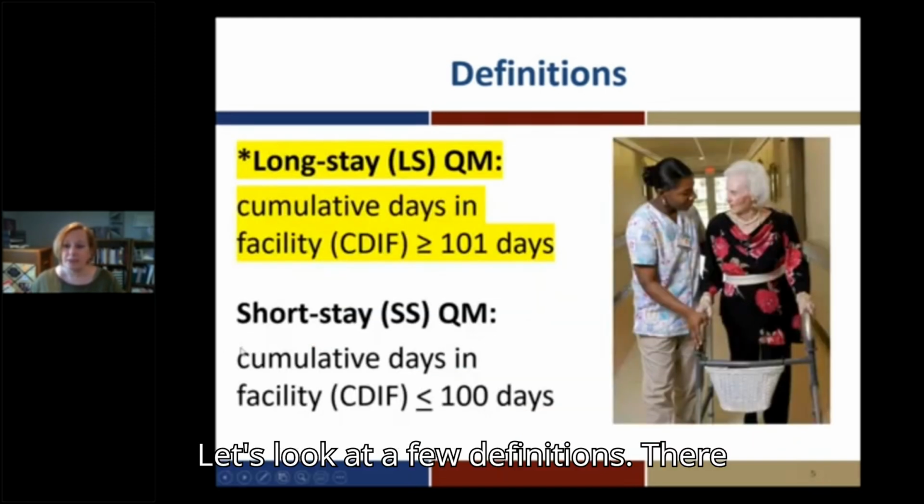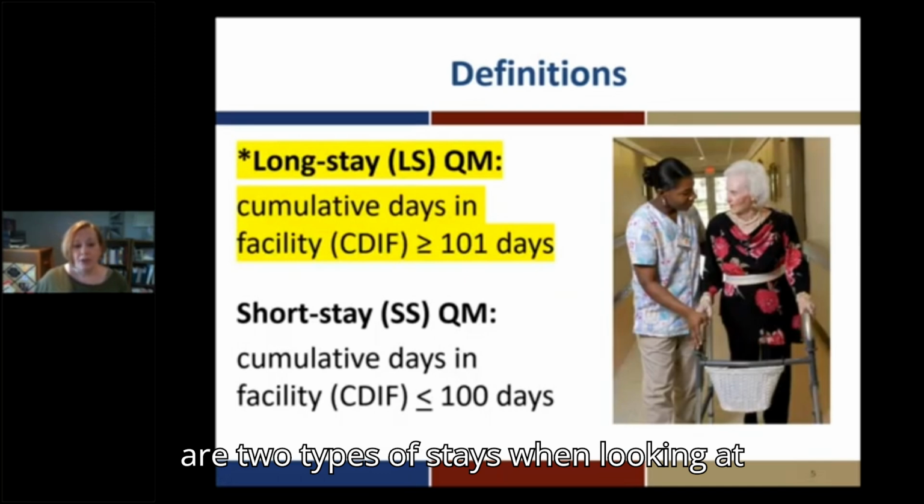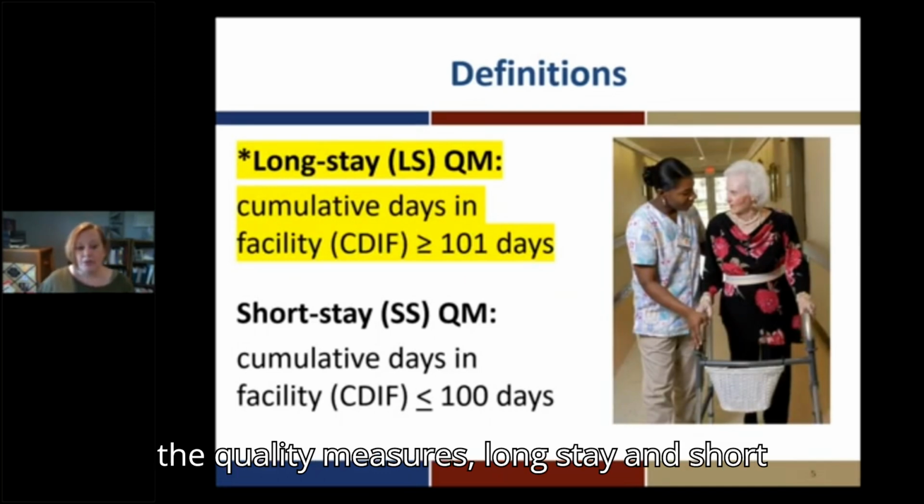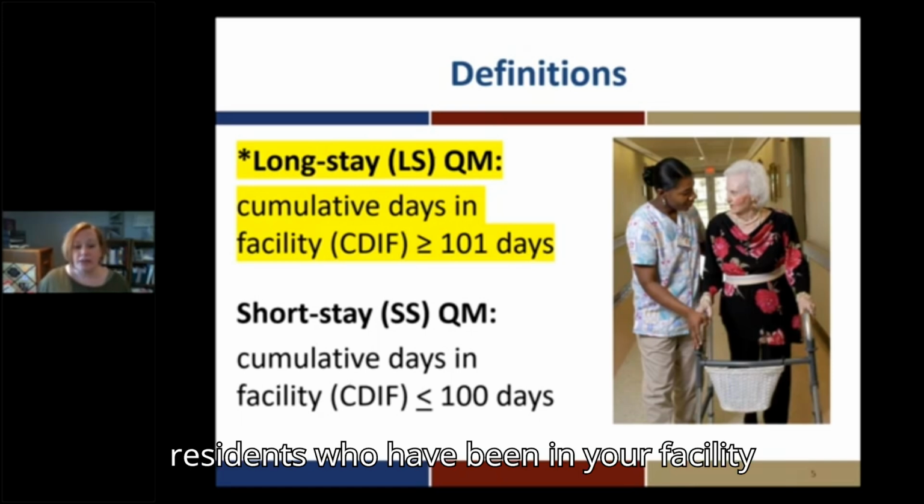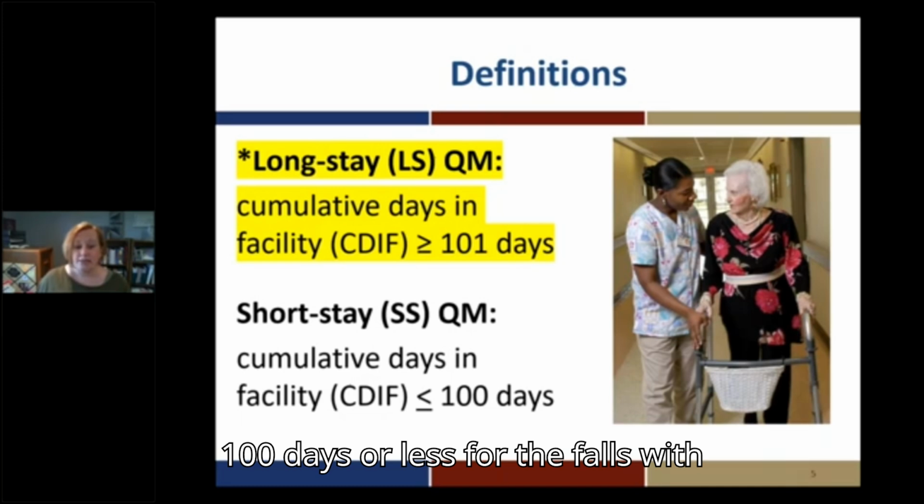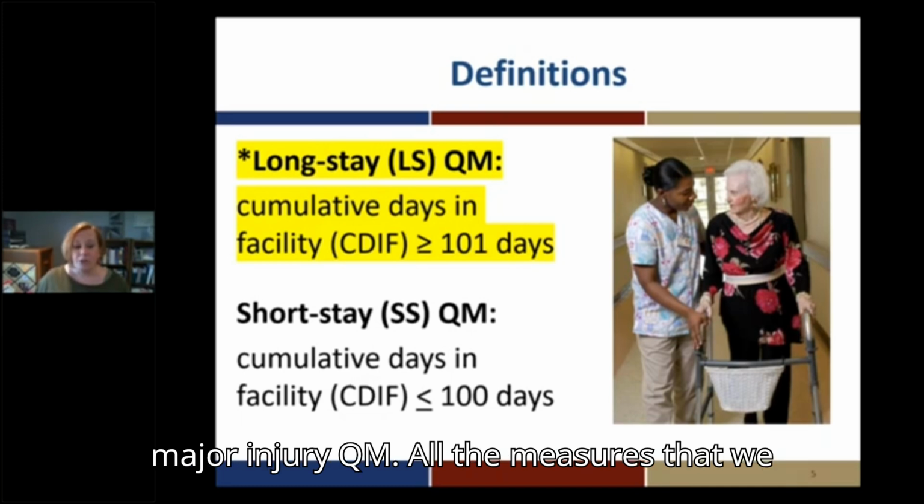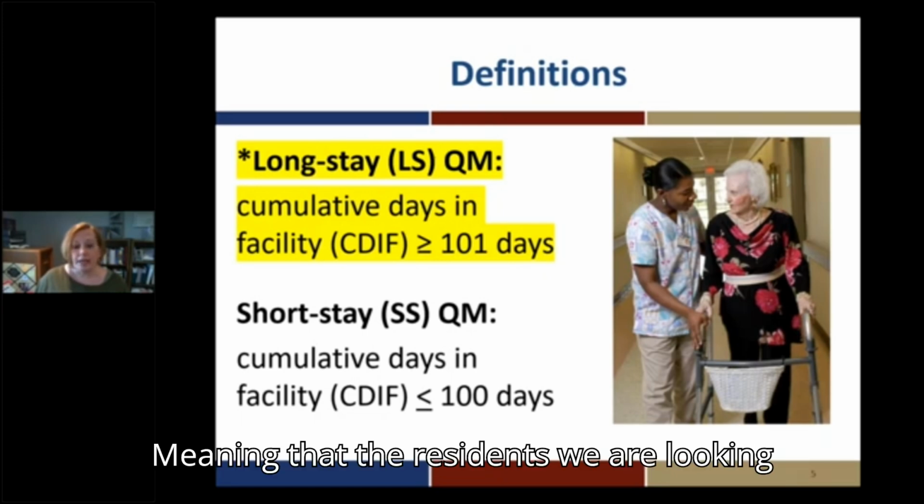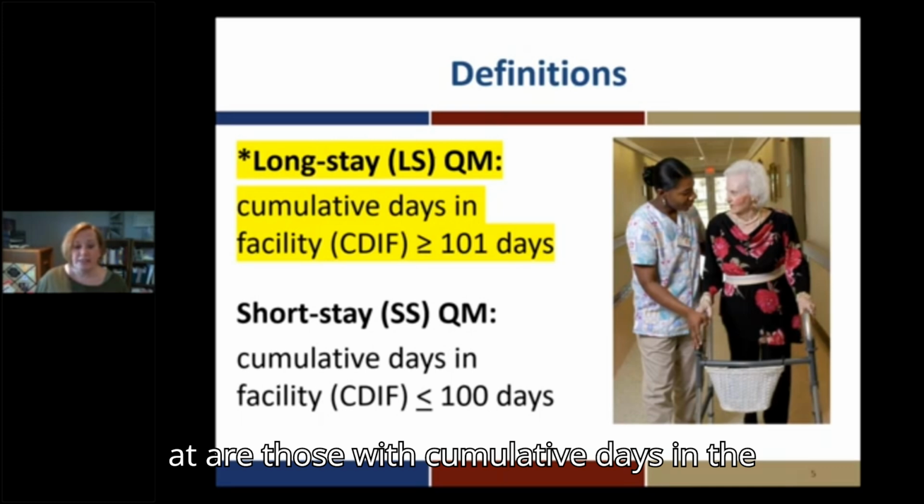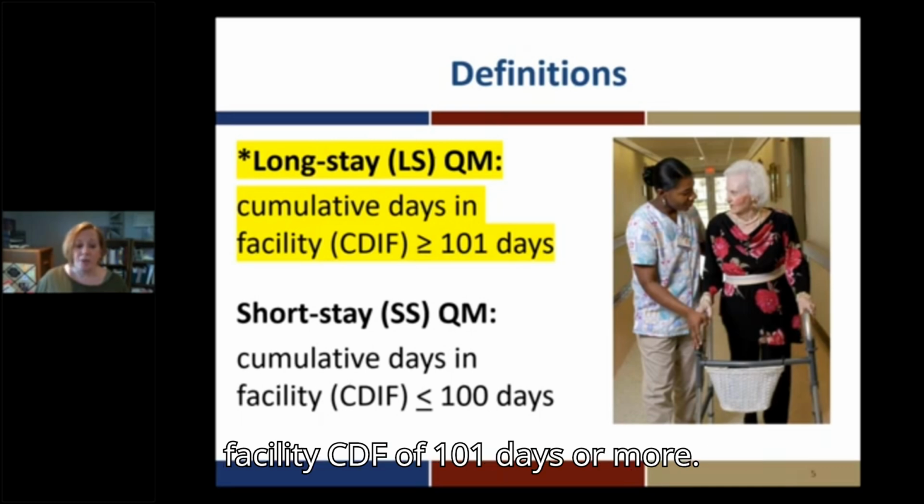Let's look at a few definitions. There are 2 types of stays when looking at the quality measures: long stay and short stay. Short stays look at those residents who have been in your facility 100 days or less. For the falls with major injury QM, all the measures that we are looking at are long stay measures, meaning that the residents we are looking at are those with cumulative days in the facility, CDIF, of 101 days or more.